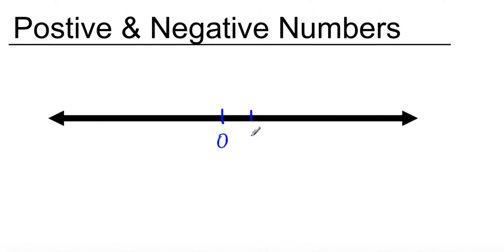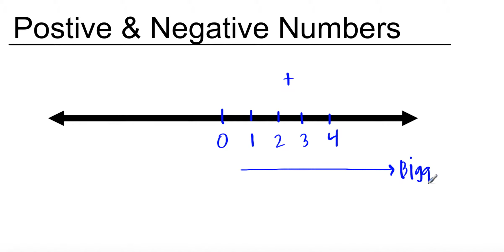And we talked about the numbers to the right of the 0. 1, 2, 3, 4. And these positive numbers. Positive numbers are located to the right of the 0. And the farther we go away from the 0, the bigger these numbers get.